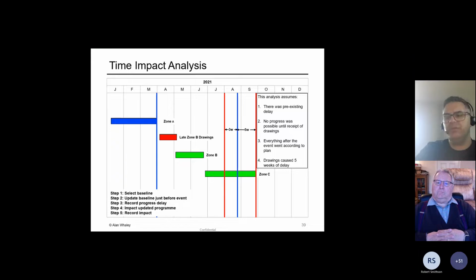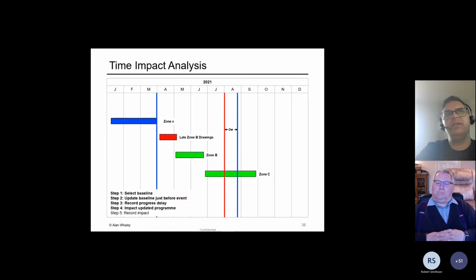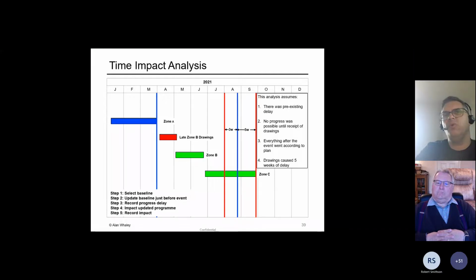So as you can see, time impact analysis is just a case of updating a program, impacting it, recording the movements in the forecast end date. But crucially, we have got lots of assumptions here about how the project might have to be built. We haven't yet tested what actually happened.